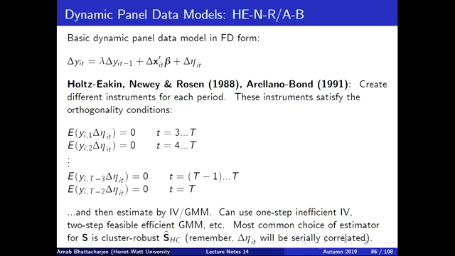So how do you estimate? IV GMM, simple. You can use one-step inefficient IV, two-step feasible efficient GMM, etc. And the most common choice for S is the cluster-robust, heteroscedasticity-consistent estimator. Why?